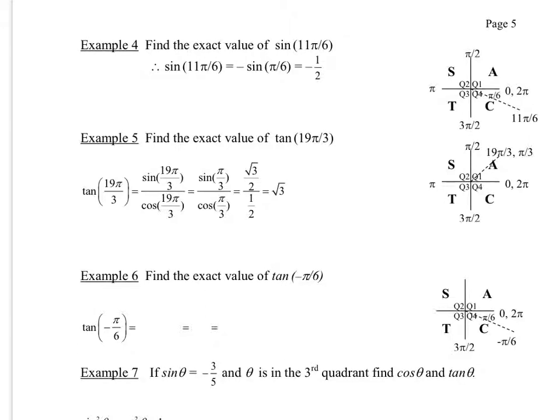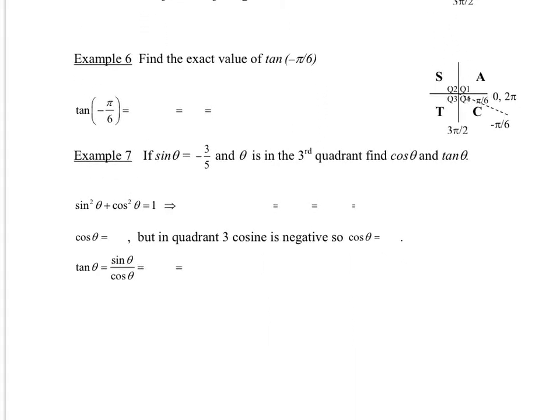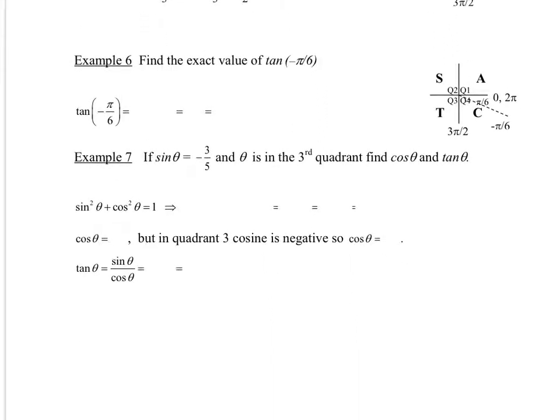In example 6, we're asked to find the exact value of tan of negative pi over 6. Now, negative pi over 6 means you're going to be going not in an anti-clockwise fashion like this, but in a clockwise fashion like this. So this is negative pi over 6 way down here. So what we need for that, we need to do the sine of negative pi over 6 divided by the cosine of negative pi over 6.